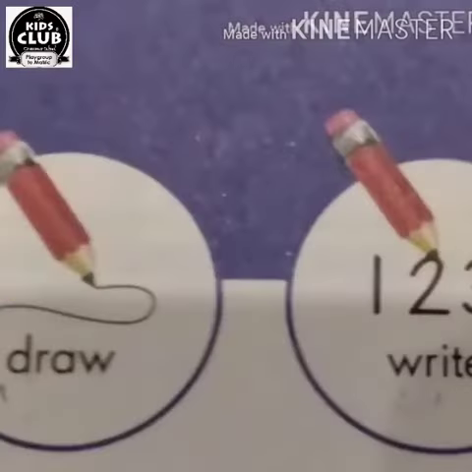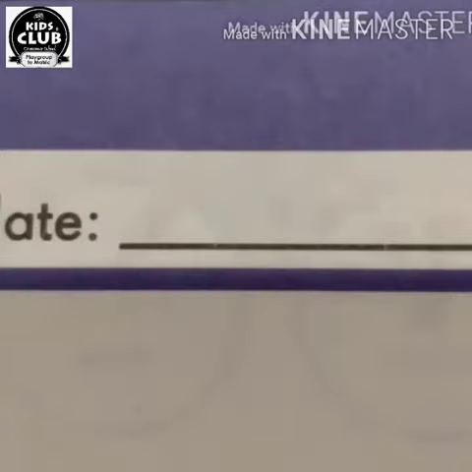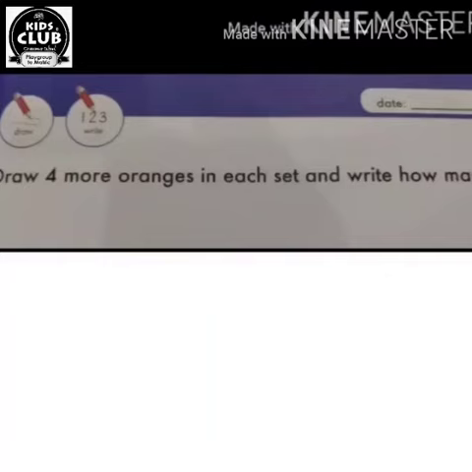See the icons first. There are 2 icons, draw and write. It means we have to draw something and write the number. And on the right side of the page, there is a box to write the date. Now let's see the statement. Draw 4 more oranges in each set and write how many.